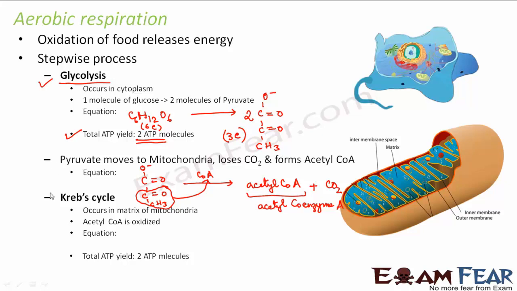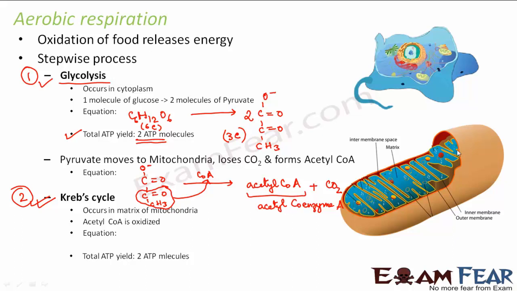Now the next step. This glycolysis was step 1. Krebs cycle is step 2. And this is an intermediate step between 1 and 2. The Krebs cycle occurs in the matrix of mitochondria. So you remember what is mitochondria? The yellow colored structure which you see inside this cell, that is mitochondria.